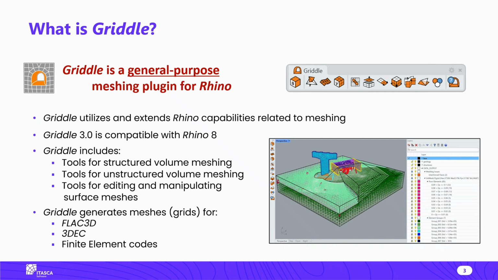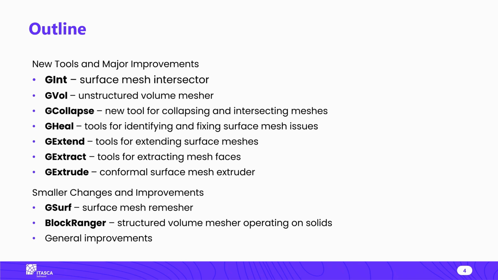So here's the overall outline of the presentation. We will cover a variety of tools and a variety of improvements here. Major improvements have been done in pretty much all the tools except maybe a couple of them. And we also introduced a new tool, gCollapse. We'll talk extensively about it. And we will briefly touch on smaller changes and improvements that were done in gsurf and Block Ranger.